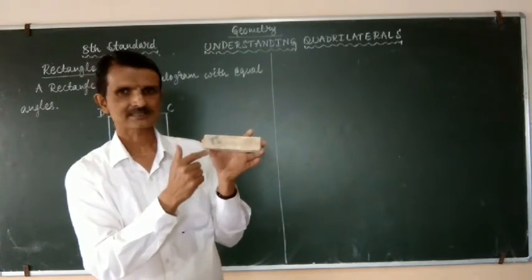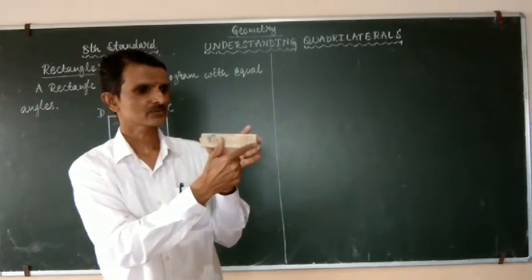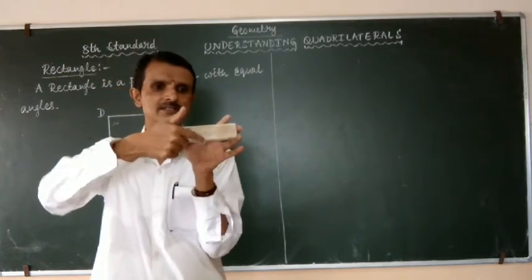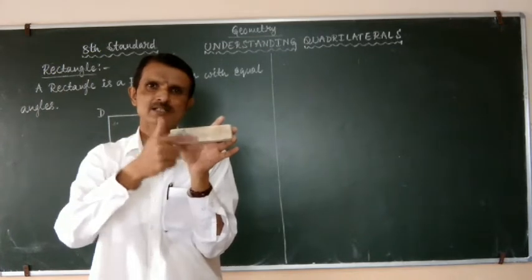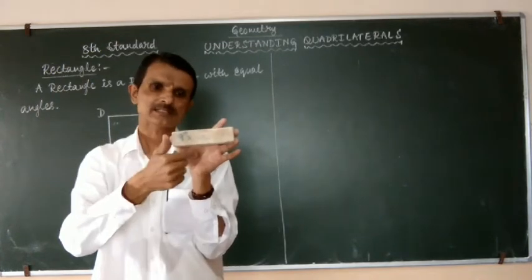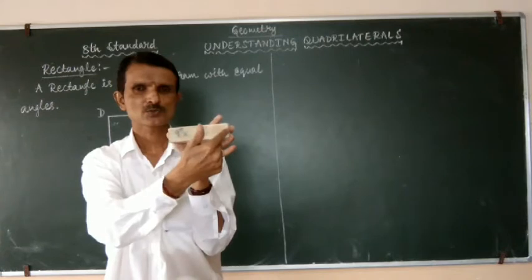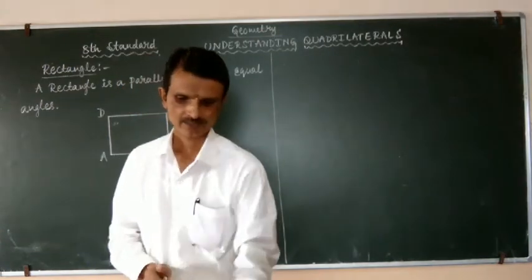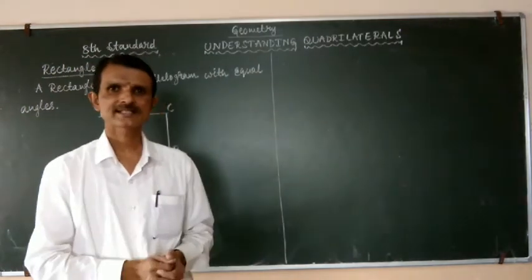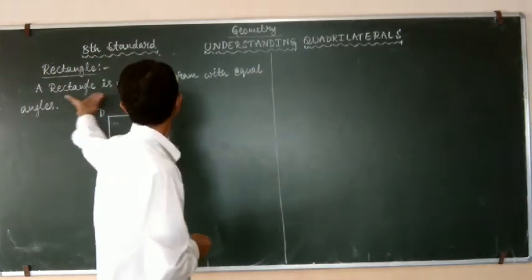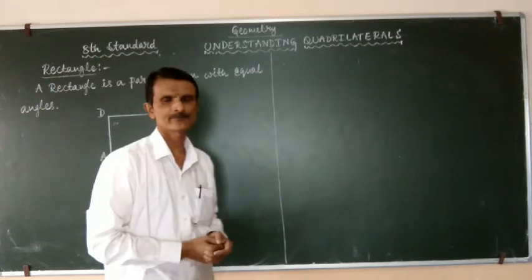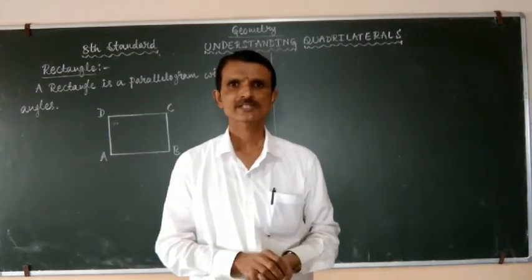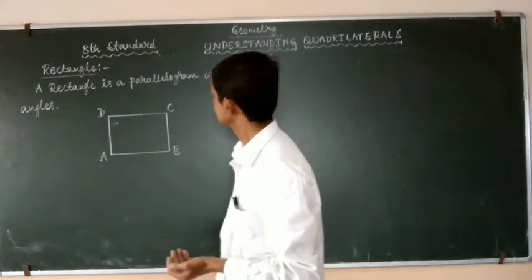Similarly, if you observe this surface of the duster, this is also a rectangular shape. Here the opposite sides are equal and parallel. Similarly, these two sides are equal. Okay, students. So therefore, we can say that a rectangle is a parallelogram in which the opposite sides are equal.